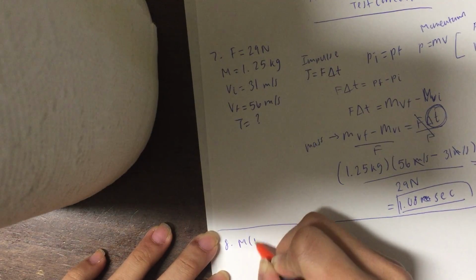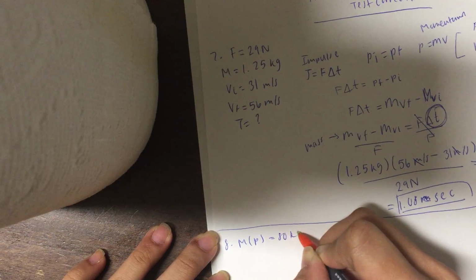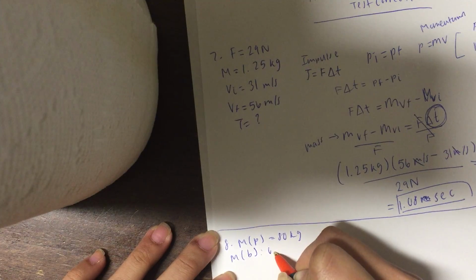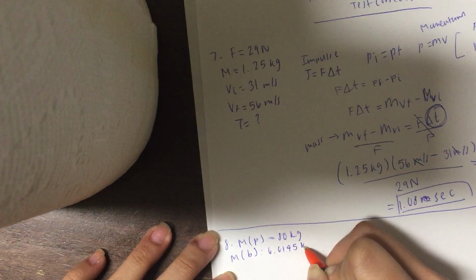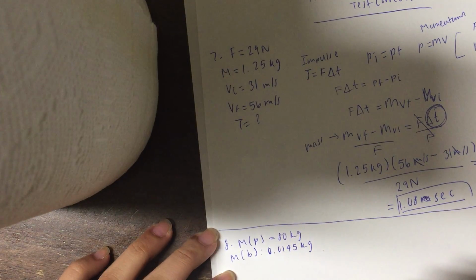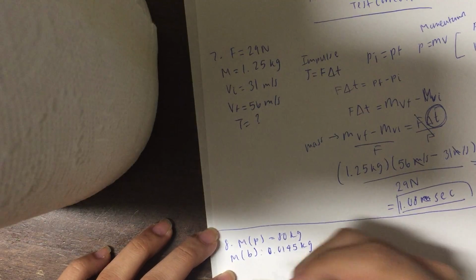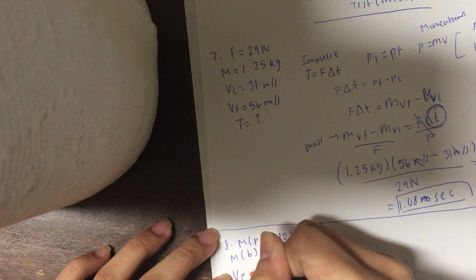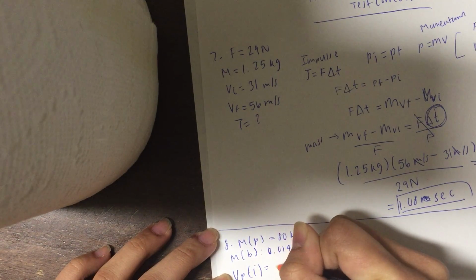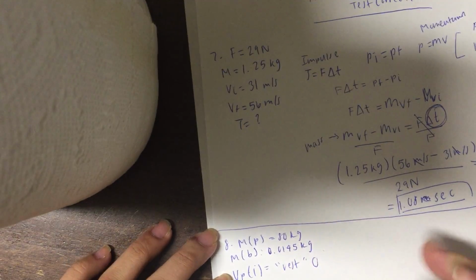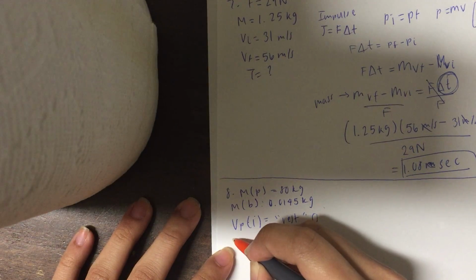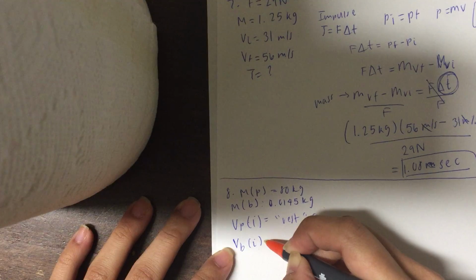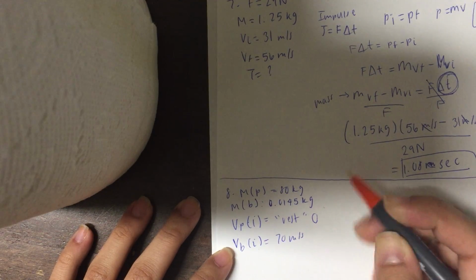So the mass of the pitcher is 80 kilograms. The mass of the baseball is 0.0145 kilograms. And then the velocity of the pitcher initial is at rest, so that'll be 0. Okay. And then the velocity of the ball initial is 70 meters per second.